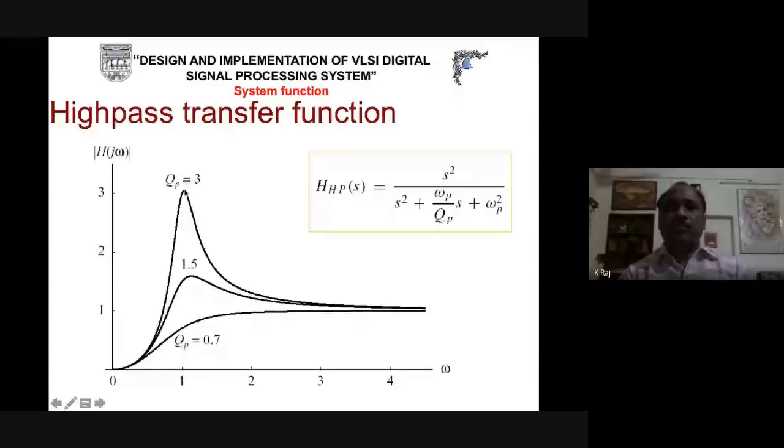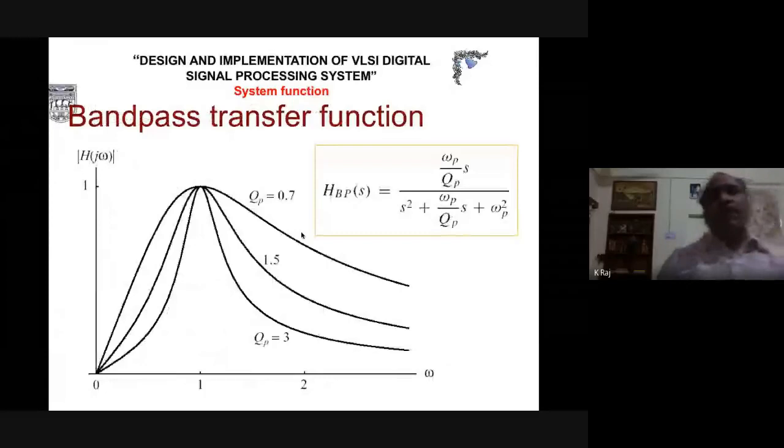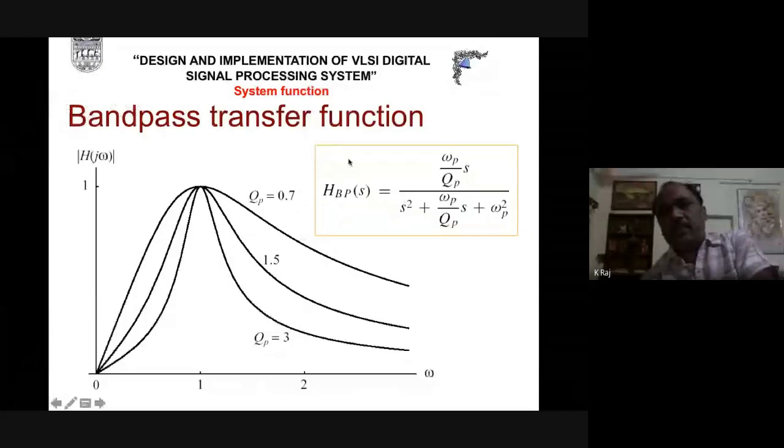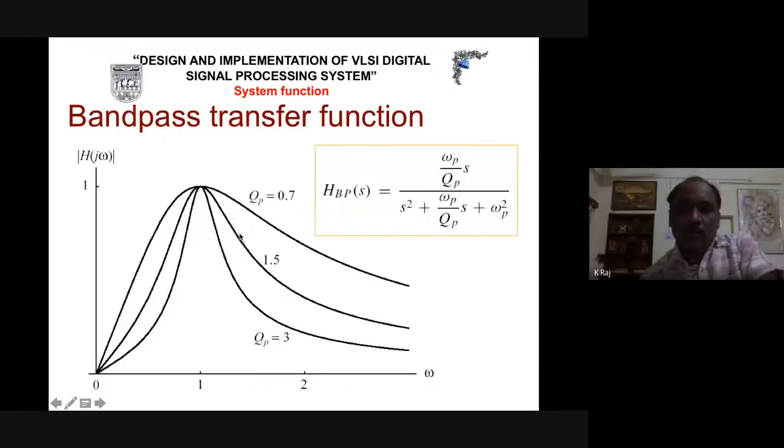Coming to the amplitude response of the band pass transfer function. The band pass transfer function is represented as omega_p by Q_p multiplied by s divided by s square plus omega_p upon Q_p multiplied by s plus omega_p square. Now see what is happening. Again, for Q_p equal to 0.7, the bandwidth is in the higher range. As we increase Q, the bandwidth decreases.